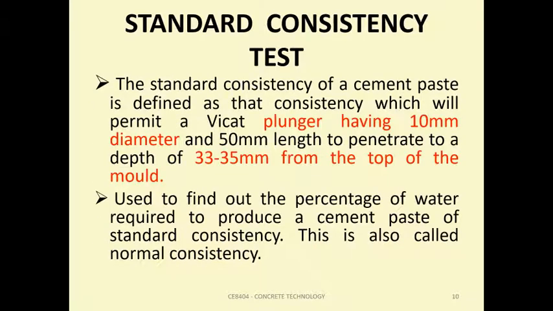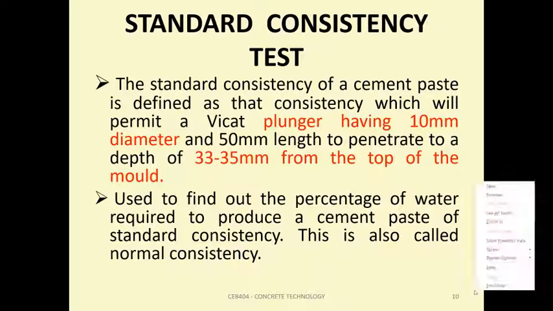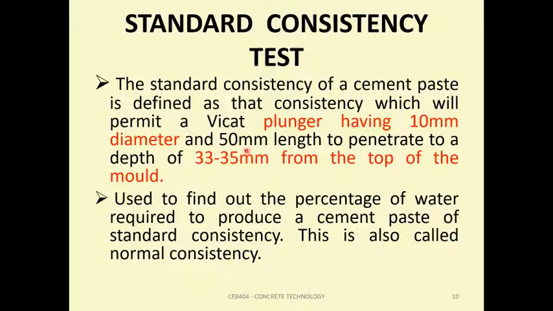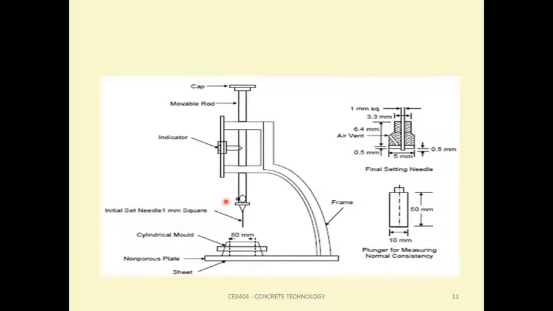The next one is the standard consistency test. Usually, it is done to determine the amount of water required to make a standard paste. It is defined as the consistency which permits the Vicat plunger, having a diameter of 10 mm and 50 mm long, to penetrate to a depth of 33 to 35 mm from the top of the mold. So this is the Vicat apparatus used for doing the consistency test. The same apparatus is used for determining the setting time, only the plunger is replaced by a needle: the initial setting needle and the final setting needle.